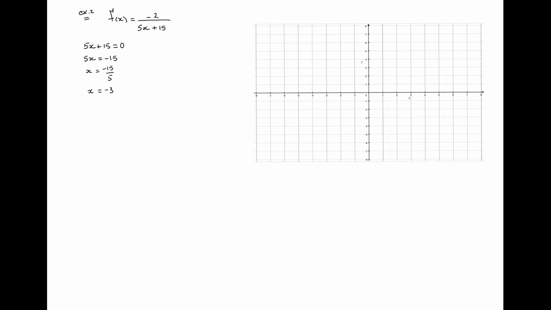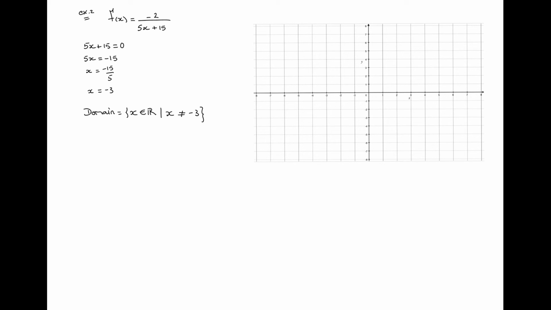So this means that if x equals negative 3, then the denominator of this function would equal 0, which isn't possible. We cannot divide by 0. Therefore, this function's domain will be any real number except for negative 3. And we write this: domain equals any x in the set of real numbers such that x is not equal to negative 3.